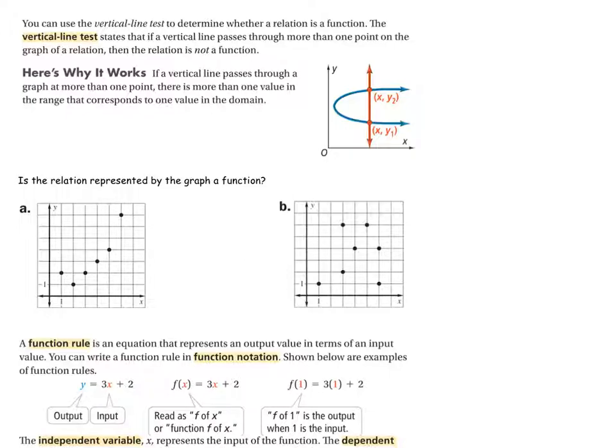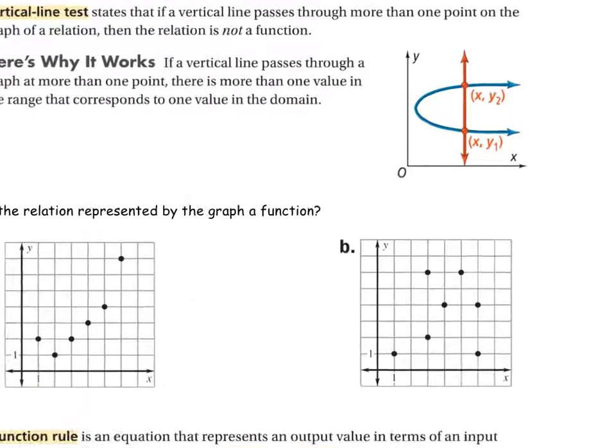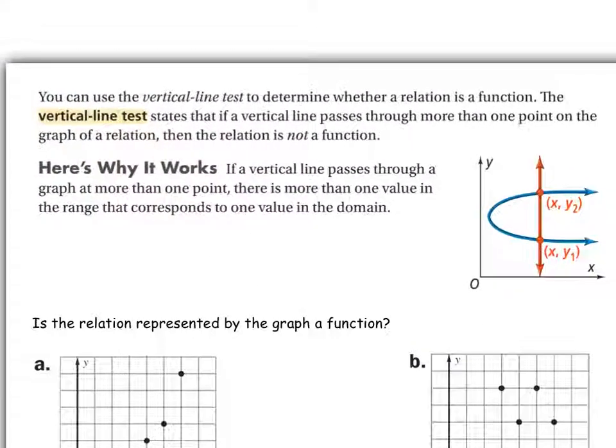So the first thing, to determine whether or not a graph given to you is a function or not, you use what's called the vertical line test. Okay? So the vertical line test states that if a vertical line passes through more than one point on the graph of a relation, then the relation is not a function.